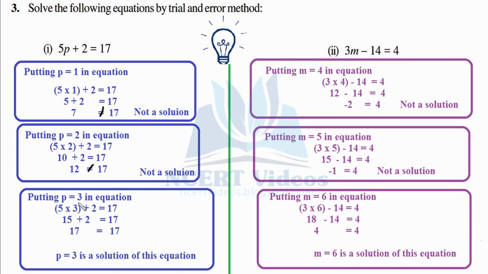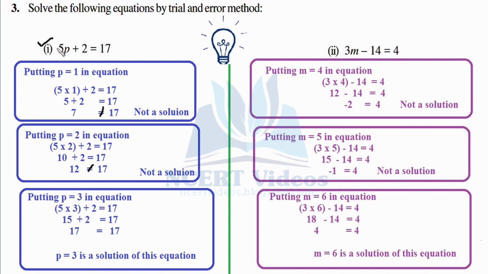Let's put p equal to 3 this time. So 5 threes are 15, 15 plus 2 is 17. Yes, indeed, we got a solution. Therefore, p equal to 3, when p is placed as 3 in this equation, we are able to get 17 equal to 17, which is left hand side equal to right hand side. Therefore, p equal to 3 is a solution of this equation.